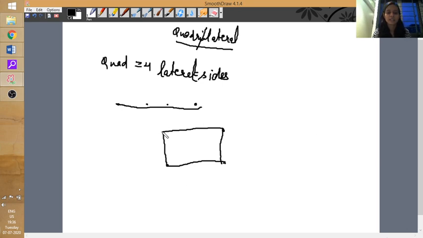Now these 4 sides have 4 parts: vertices, angles, sides. Let me tell you. Adjacent sides. First of all, if you read the textbook, you can see I have opened the textbook. The first thing given is adjacent sides of a quadrilateral. What does adjacent mean? Side by side.